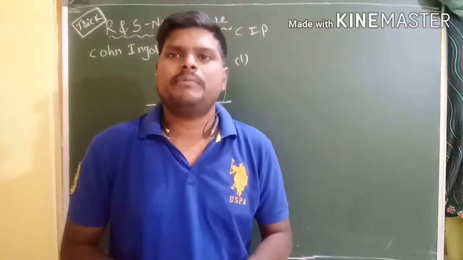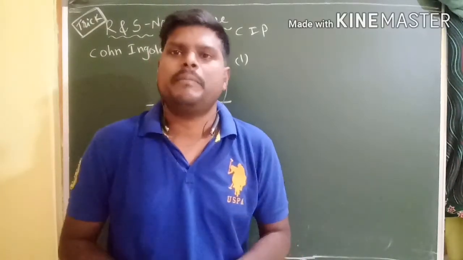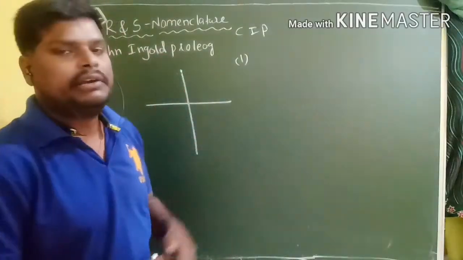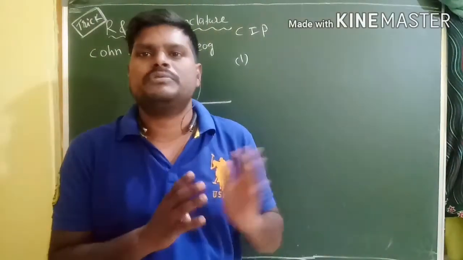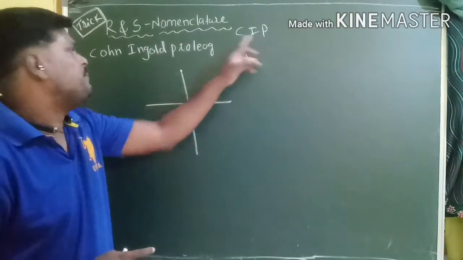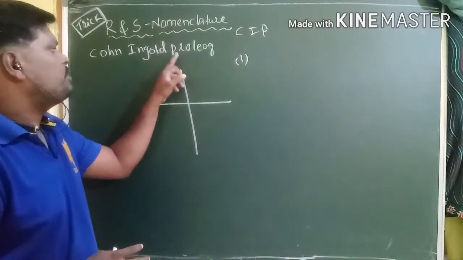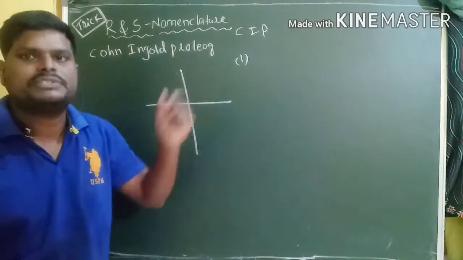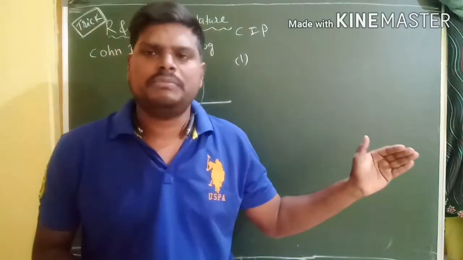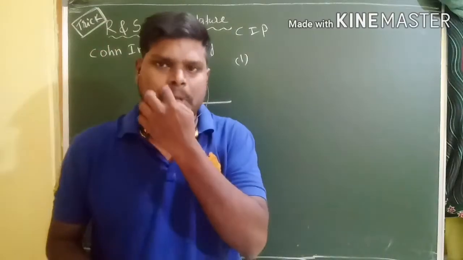Hello students, today I am going to explain R and S nomenclature. RS nomenclature is mainly based on CIP rules. So what is the abbreviation for CIP? Cahn, Ingold, Prelog system. C for Cahn, I for Ingold and P for Prelog system, or Cahn, Ingold, Prelog rules.